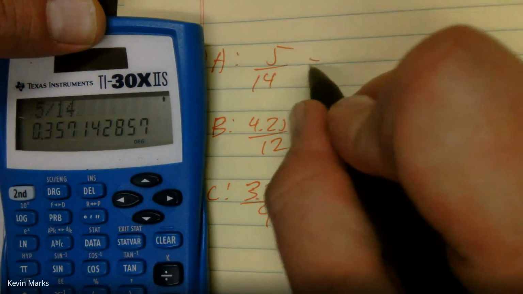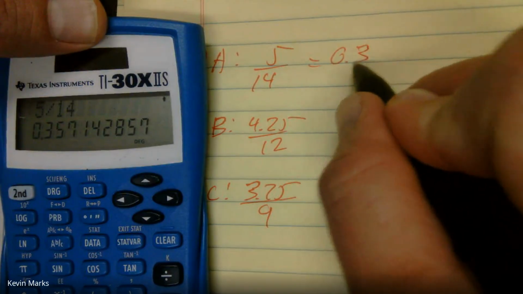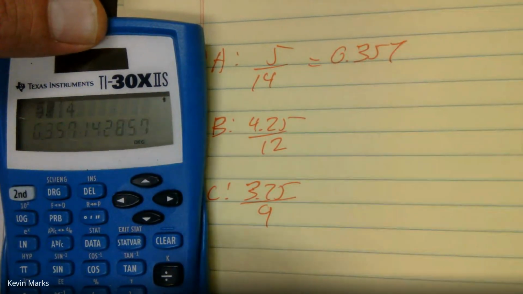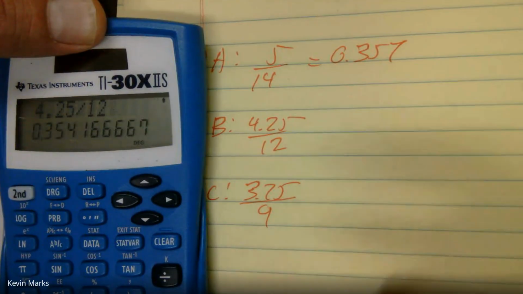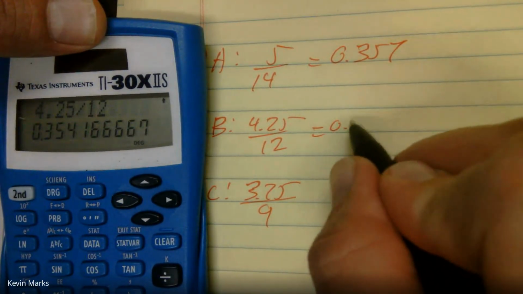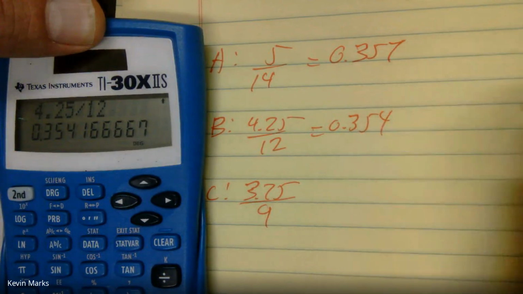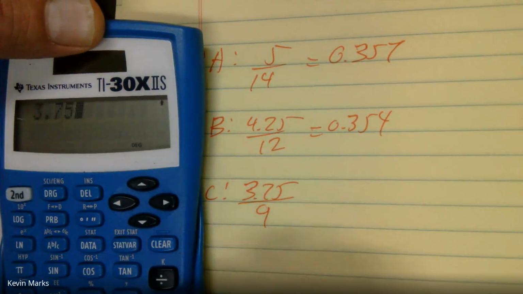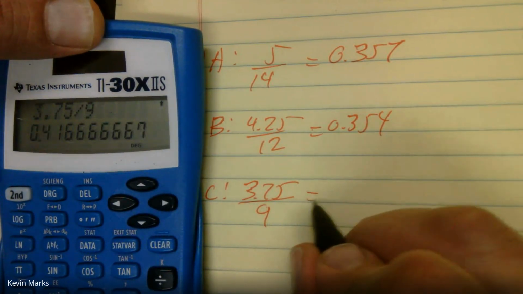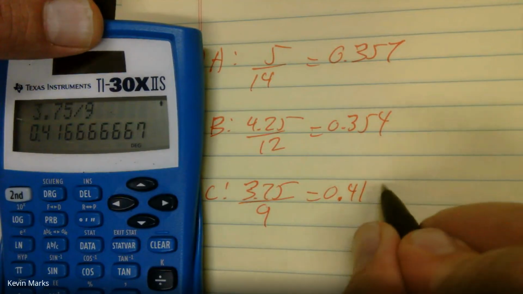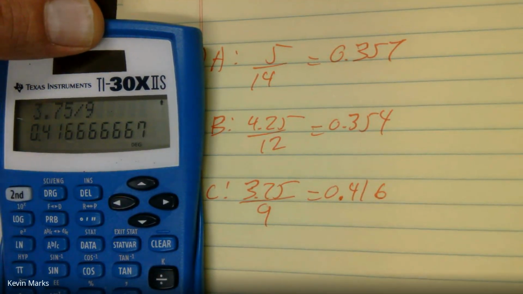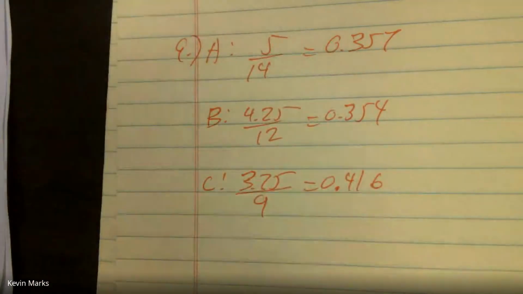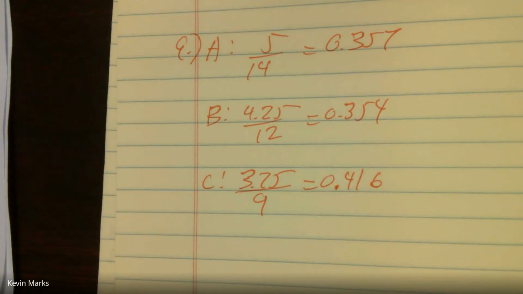So I got 5 divided by 14. This is going to give you 0.357. Then do 4.25 divided by 12. It's going to give you 0.354. Then 3.75 divided by 9. This is going to give you 0.416. Okay. So now what does that mean?